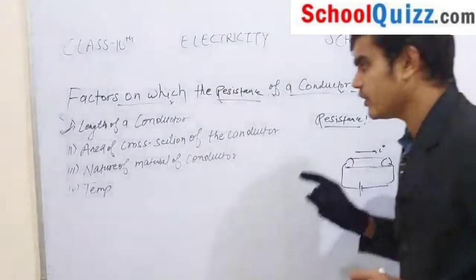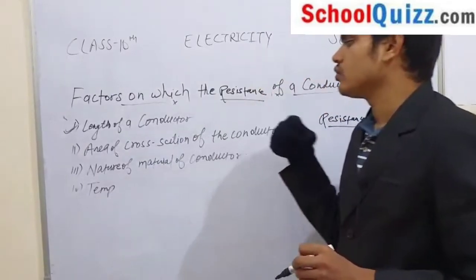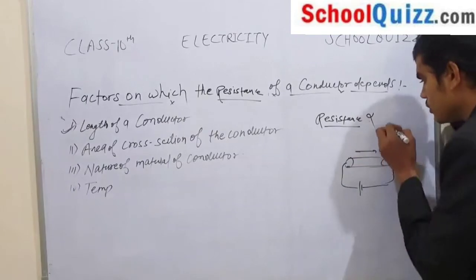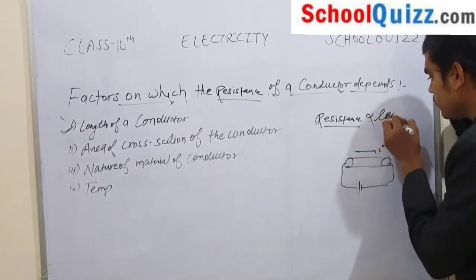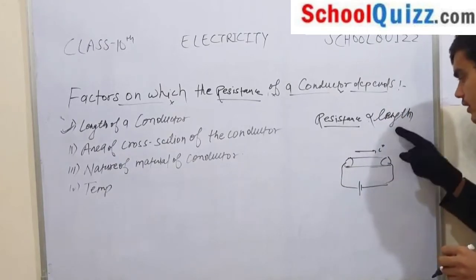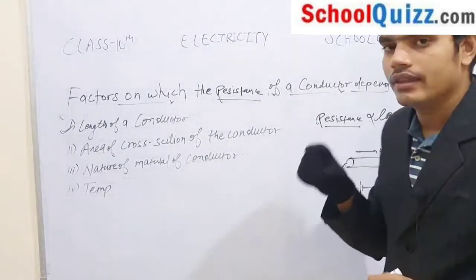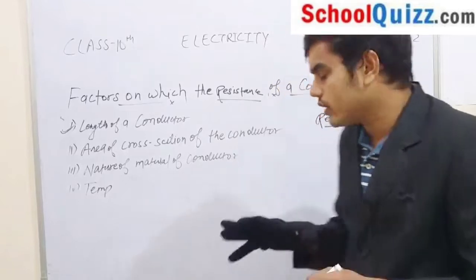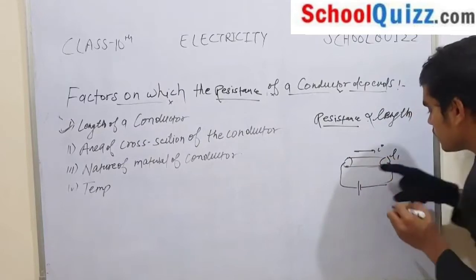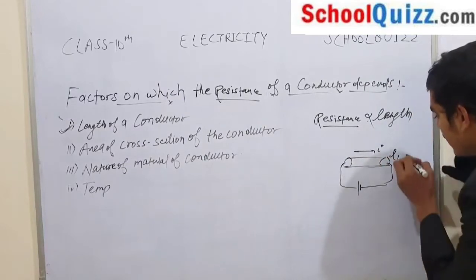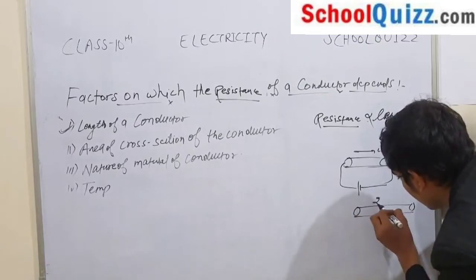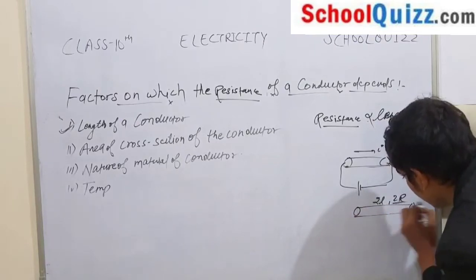So what is your first factor? Length of a conductor. Resistance is directly proportional to length of conductor. It means if you increase the length, then your resistance also increases. Suppose the length of the conductor is L and resistance is R. If you increase the length to 2L, then your resistance will also become 2R.